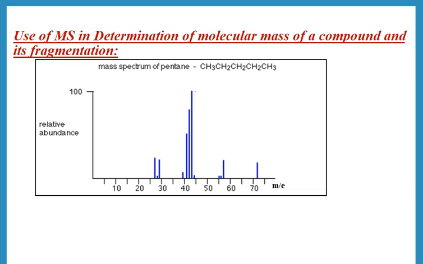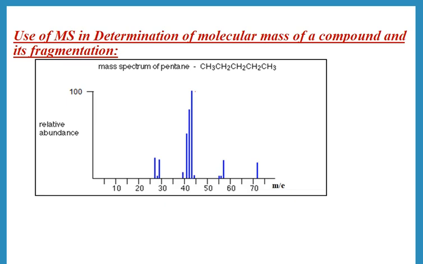What does this spectrum show me? First of all, it's a sort of graph showing relative abundance of the different parts versus their m over e or m over z. M is the mass, or what we call the molecular mass of the atom, and the e or the z is the charge.